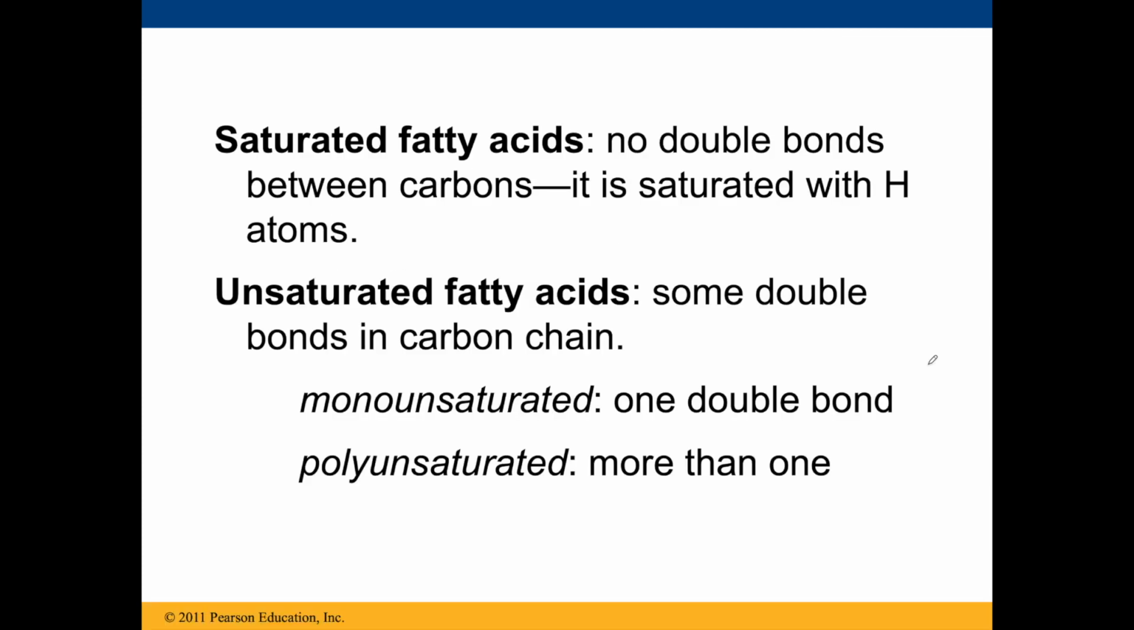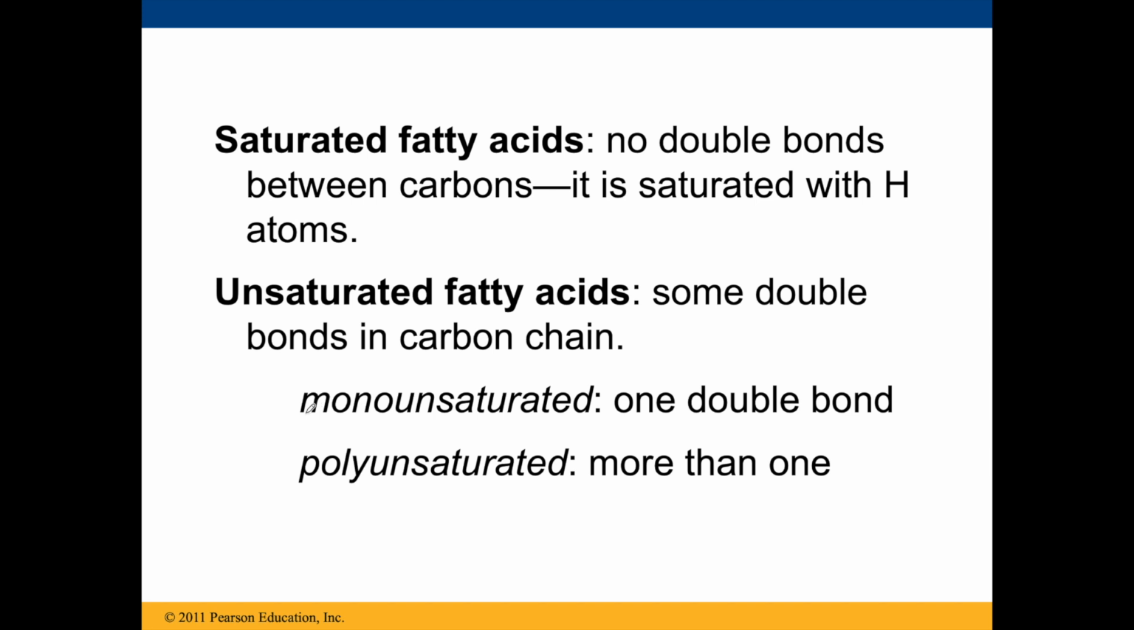So saturated fatty acids have no double bonds between the carbons. It's saturated, filled up with as many hydrogens as possible. Unsaturated fatty acids have some double bonds between the carbons, so they are not saturated, not filled up with as many hydrogens as possible. Now there's also different types of unsaturated fat. And again, you might have heard of this in terms of your nutrition. On your food label, you might have read about monounsaturated fat, polyunsaturated fat.